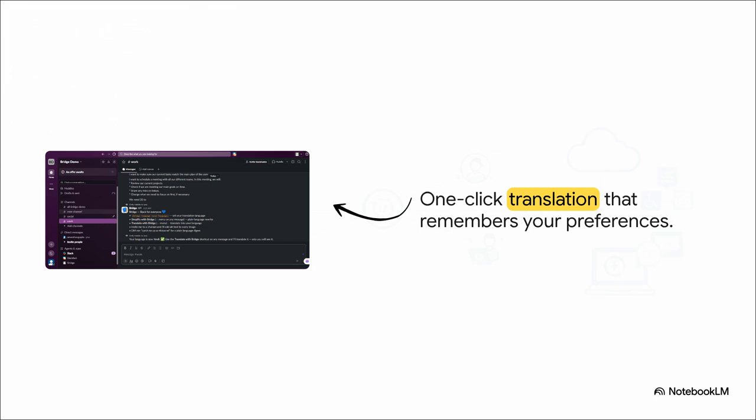Bridge lets a user set their language preference exactly once. From then on, you can use that same drop-down menu to translate any message with a single click. And instead of awkwardly copy-pasting words into Google Translate, it translates perfectly right there in Slack, preserving the mentions, the formatting, and even the original tone of the message.